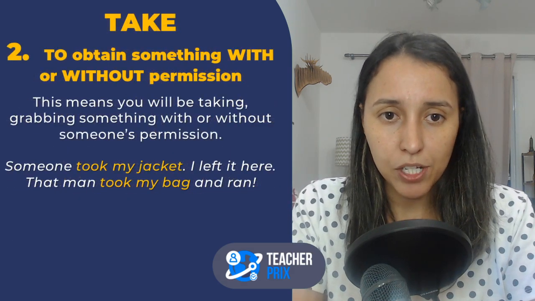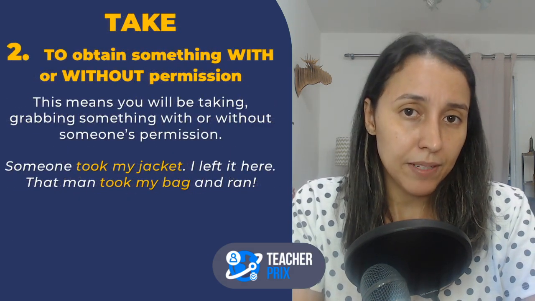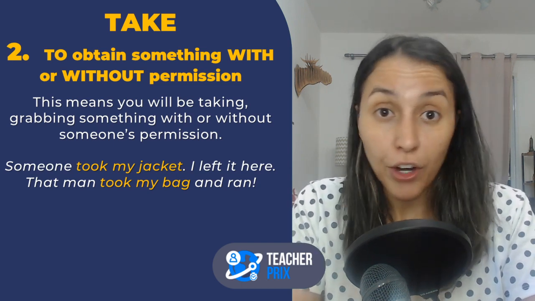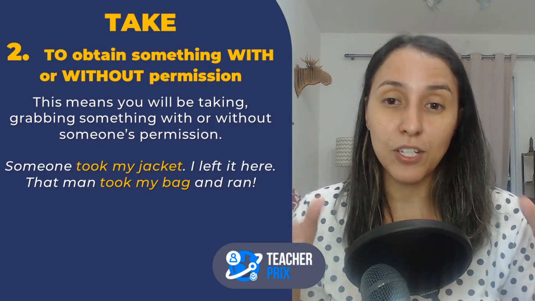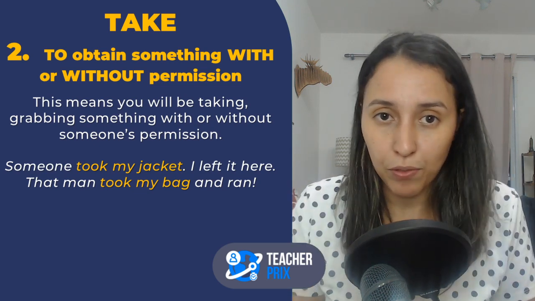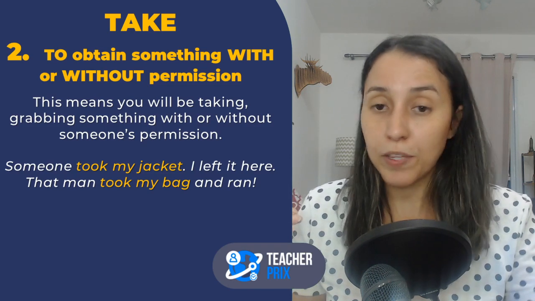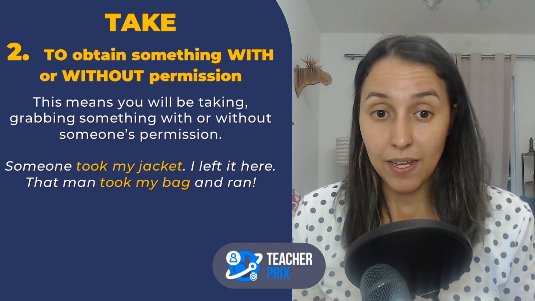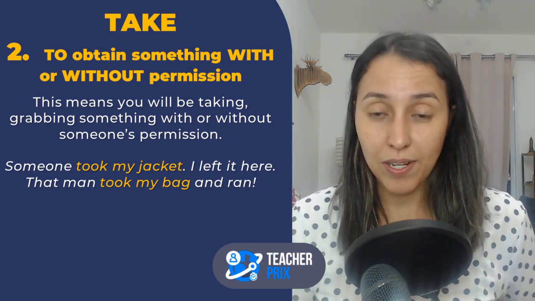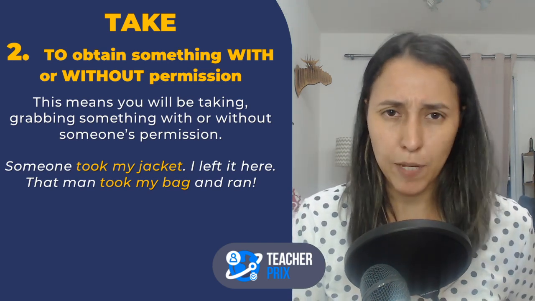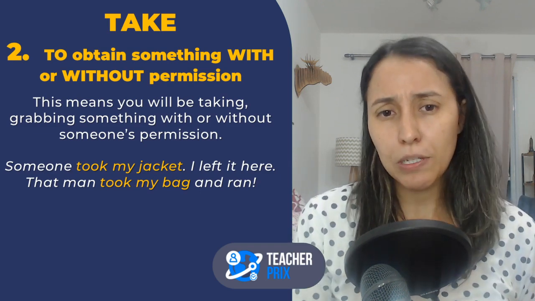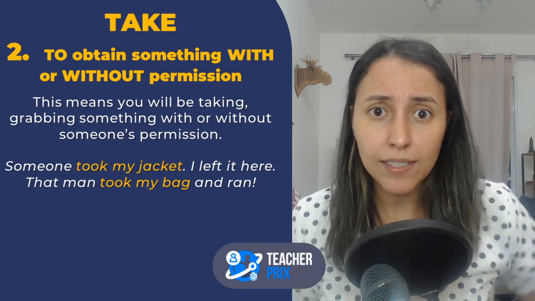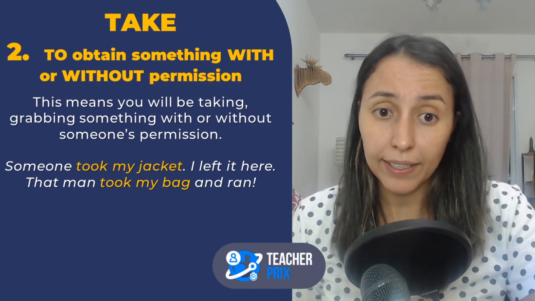Moving on, next explanation. To obtain something, but with permission or not, okay? So you can go and you can obtain something for you, for yourself, but with permission from someone or without anyone's permission. Okay, here in this case, I used 2 examples that happened without any permission. Someone took my jacket. I left it here. Now my jacket is gone, so someone took it.